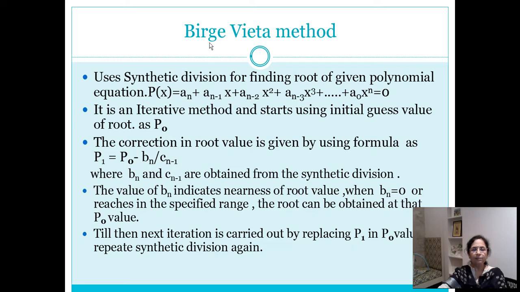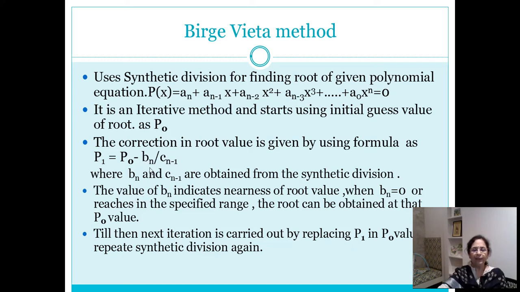Now this Birge-Vieta method is a combination of synthetic division, and later on we will realize that this formula which we are making use of is exactly similar to the Newton-Raphson method formula, which we will be studying. So bn and cn minus 1 are nothing but the derivative term and the function evaluated at the starting guess value.